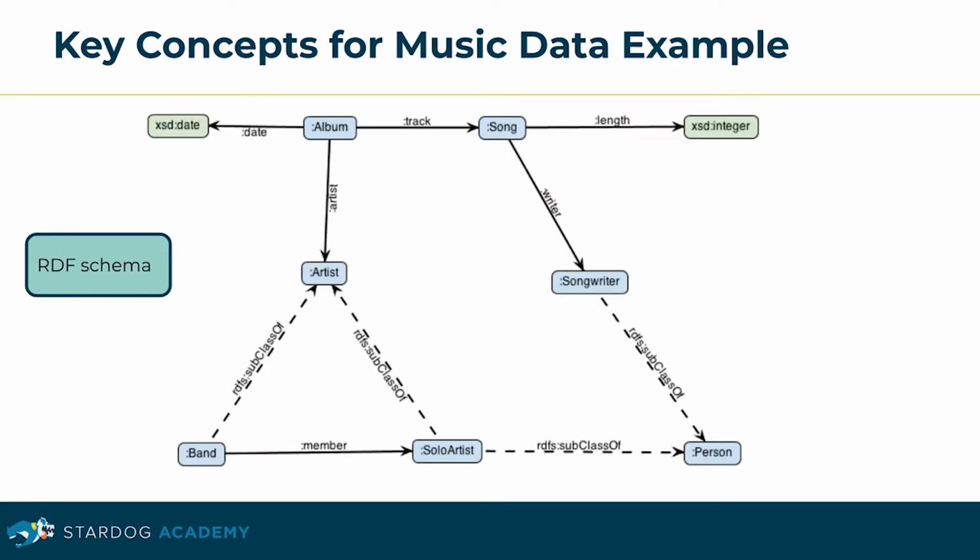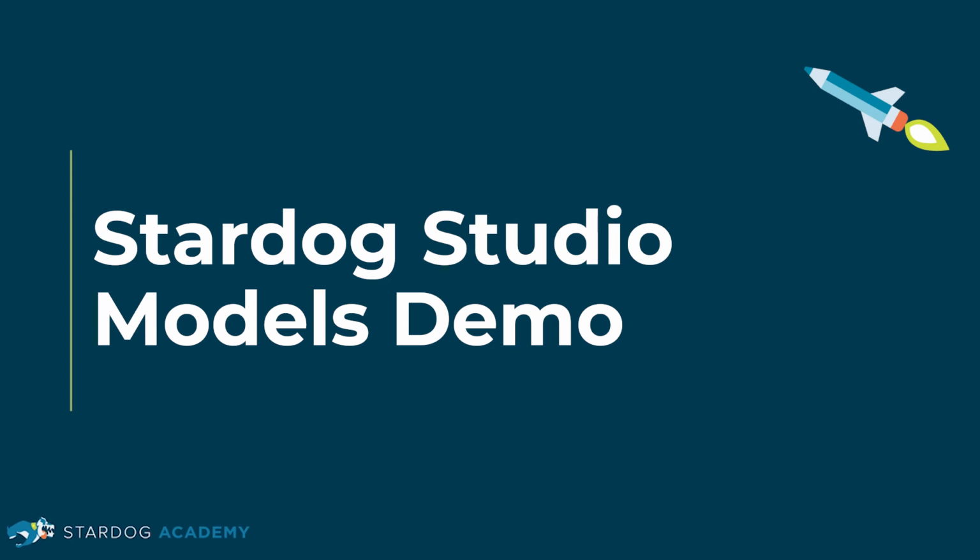A little bit about the music data example and the key concepts defined here. As we can see in the RDF schema representation here, we're going to define a number of classes such as album, song, artist, songwriter, etc. And then a number of relationships and attributes with regards to these classes. It's time for the demo and for creating your first ontology model using Stardog Studio Models.